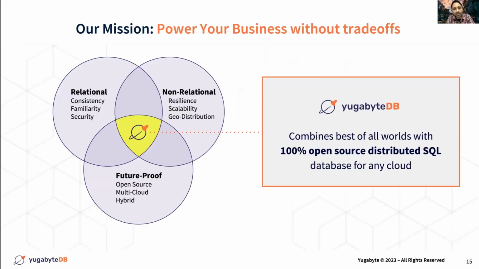So that's where YugabyteDB comes in. YugabyteDB brings the best of all worlds. YugabyteDB is a cloud-native, open source, Postgres and Cassandra API compatible database, which is horizontally scalable, resilient, and at the same time, it supports geo-distributed deployments as well.